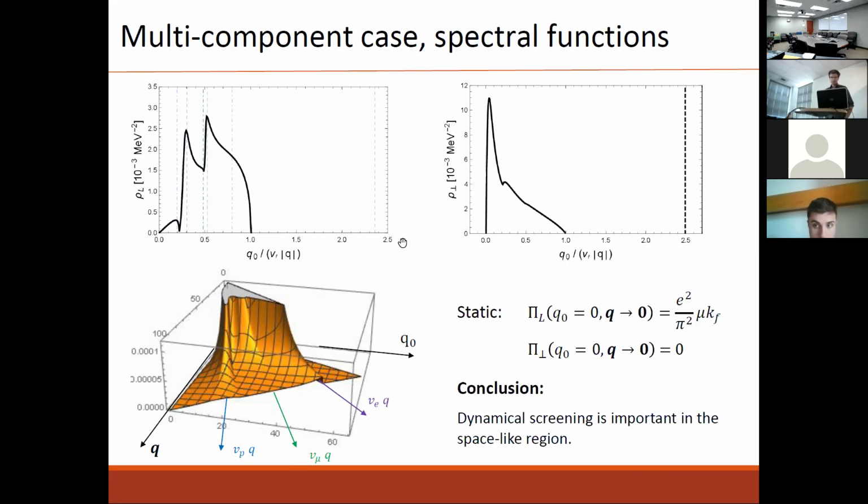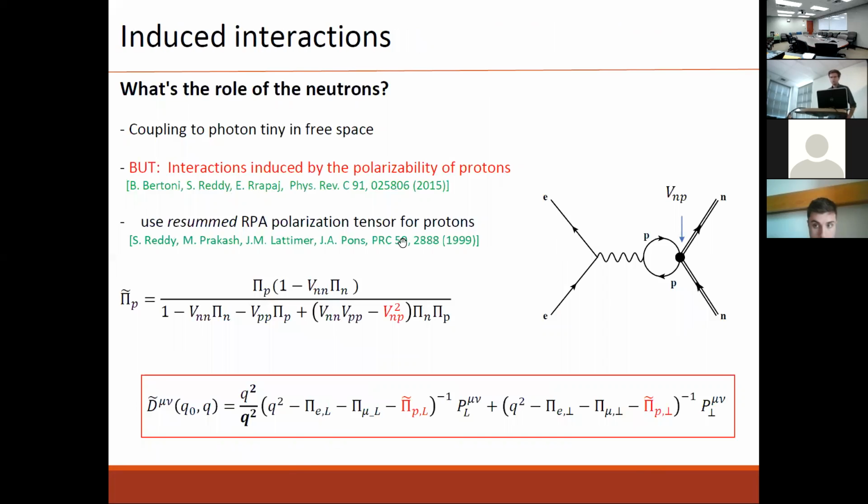So I'll get started with including nuclear interactions. So far we've only discussed QED. One question that immediately pops up is, what's the role of the neutrons? Cold and dense neutron stars are certainly extremely neutron rich, up to 95%. And if you look at the coupling to the photon in free space from neutrons to photons, then it's actually really tiny. It only emerges from the coupling to the magnetic moment of neutrons. So then you could argue, what are the neutrons doing? Are they just observing and just spectating any process?